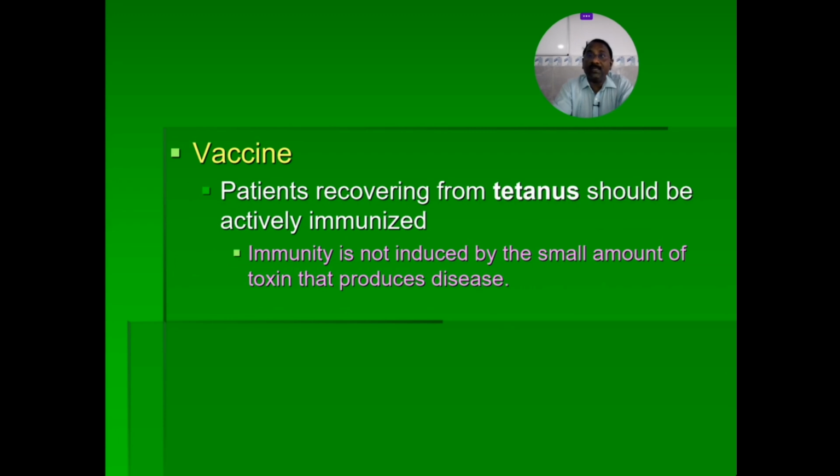Vaccines: big thanks to the vaccine because it's almost 100% protective. Patients recovering from tetanus should be actively immunized. Immunity is not induced by the small amount of toxin that produces the disease. So whatever toxin is there, it will not produce the antibodies. We have to give the vaccine.